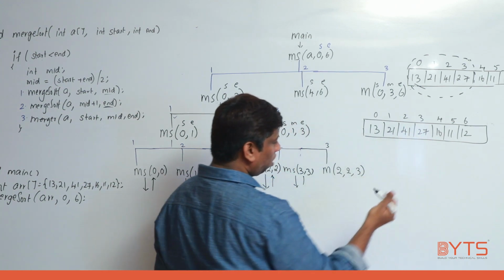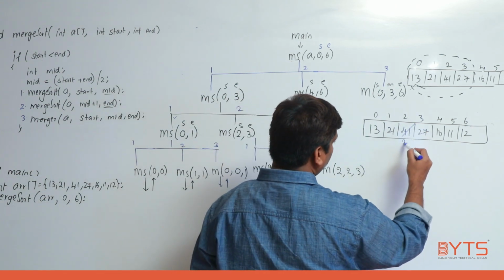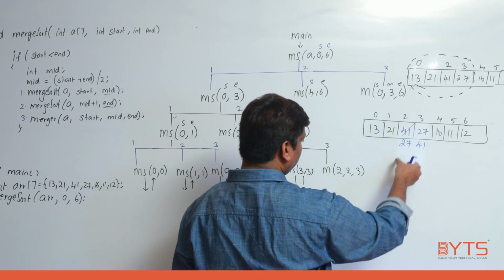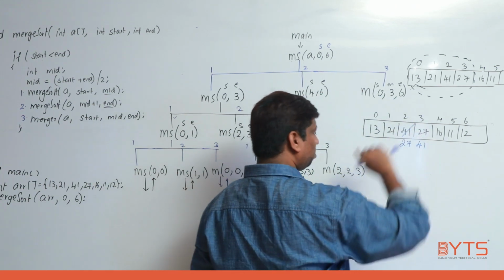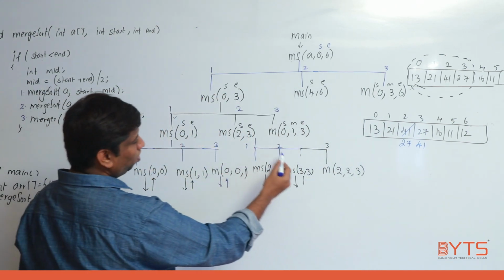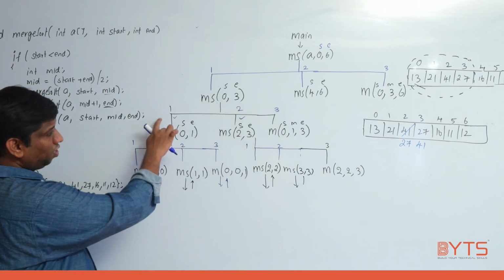Now I need to convert into sorted array. So if you want to convert into sorted array, then what happens here? 27 will come here, 41 will come here, right? It is telling this is sorted array, and I need to merge the sorted array. That's what merge is doing for me. Fine. Now what is completed? First line completed, second line completed, third line completed means this line also completed. Now first line completed, second line completed.